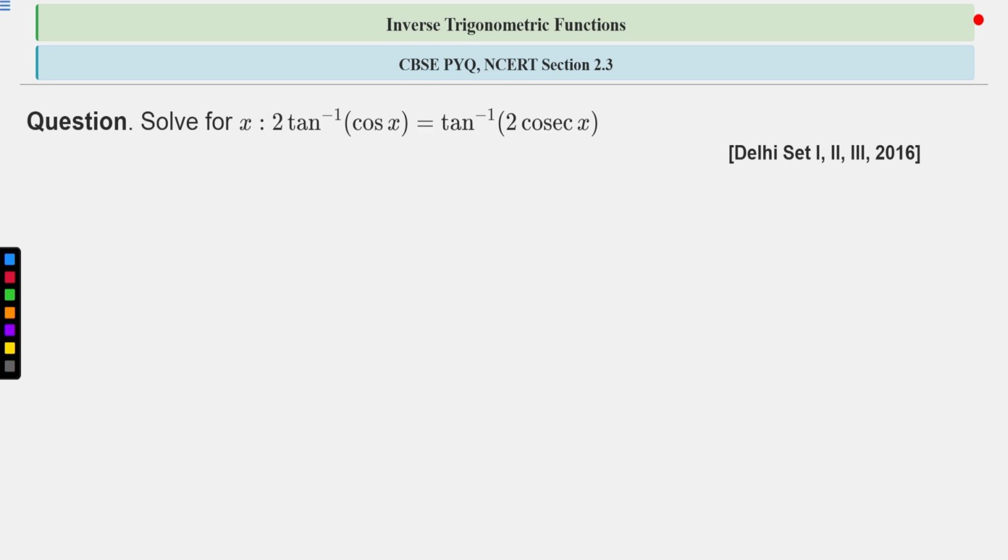So again, how can we approach this question? We have 2 tan inverse cos x, so we will try to convert cos x in terms of tan x, and cosec x again in terms of tan x, so that we can apply the formula tan inverse tan theta, and similarly in the right hand side also. And after that, whatever we get, we will try to simplify this and find the value of x. You have 10 seconds to solve or think about this question. After that, we will move to the solution part.